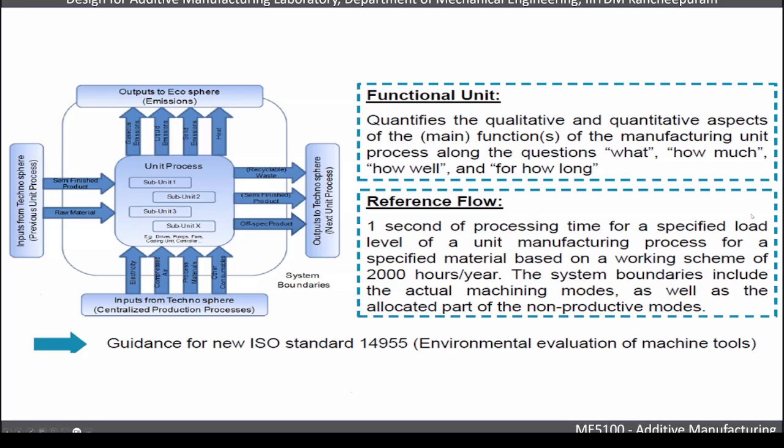wherein we want to analyze each additive manufacturing process using a standard methodology. This is the methodology proposed by ISO 14955. So we take a unit process like selective laser sintering and then understand its subunits and model their inputs and outputs from technosphere to ecosphere, right? Then we create a reference flow, like 1 second of processing time for a specific load out of a unit manufacturing process, right? So 2000 hours a year, how do the system boundaries work?